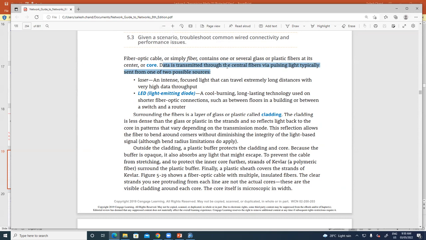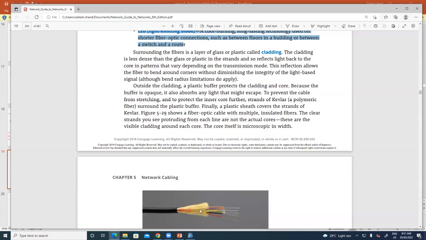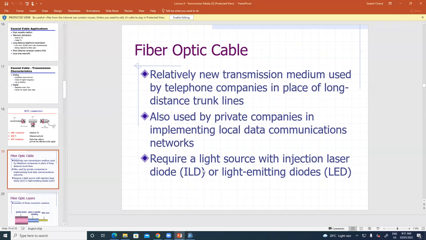The glass or plastic fibers have the ability to transport light. Okay? So the light comes from two sources. One is the laser, the other one is the LED. Laser is an intense focused light that can travel extremely long distances with very high data throughput. And the LED is a cool burning, long lasting technology used on shorter fiber optic connections, such as between floors in buildings or between a switch and a router. So just to note, laser is for long distance, and LEDs for short distance. Laser and LED.